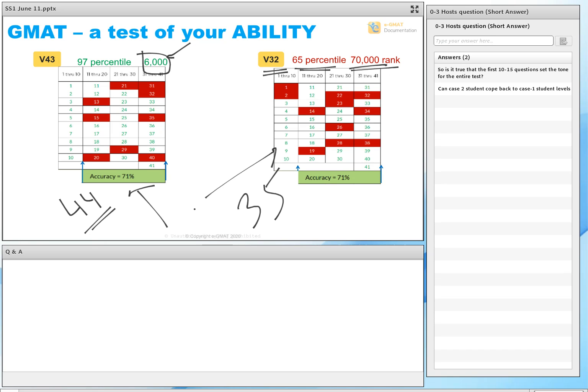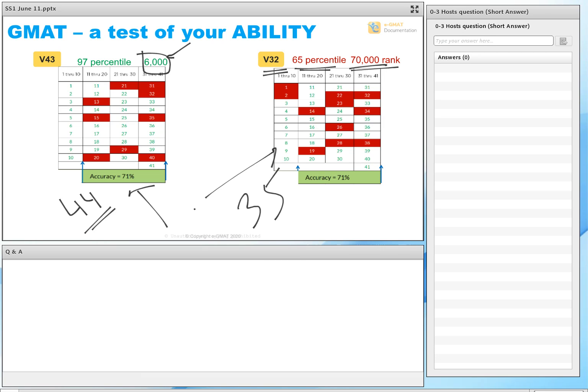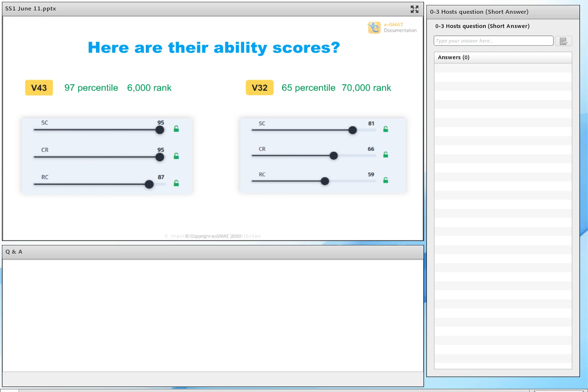so is it true that the first 10 questions set the tone for the entire test? So yes and no, and I'm going to tell you yes and no. Why? Because the one conclusion that I don't want you to make, or the two conclusions that I don't want you to make, are these which are there on this. But let me tell you, let's get to the first 10 questions in about 5 minutes, because I have 2 slides on the first 10 questions. So hold your breath for that.